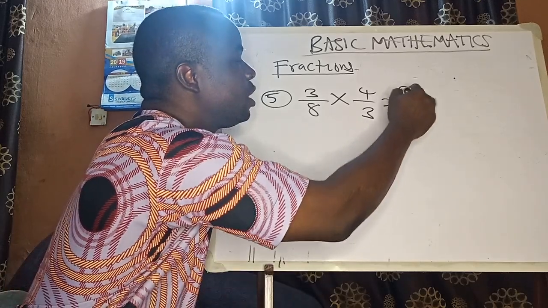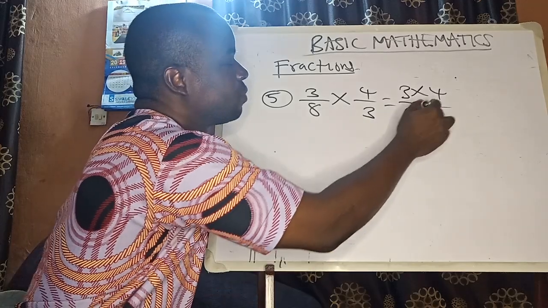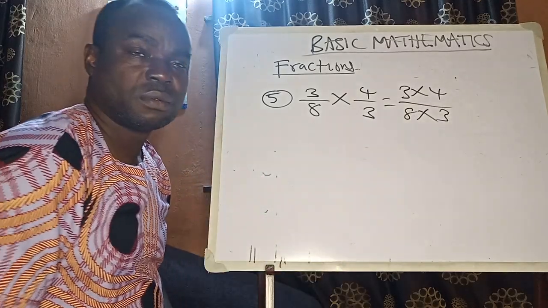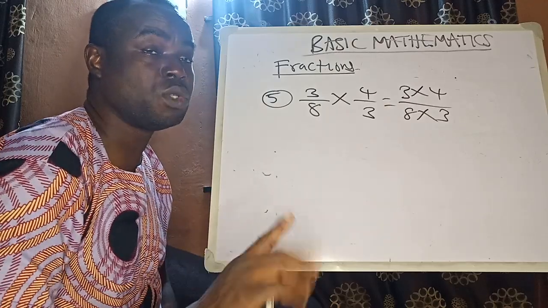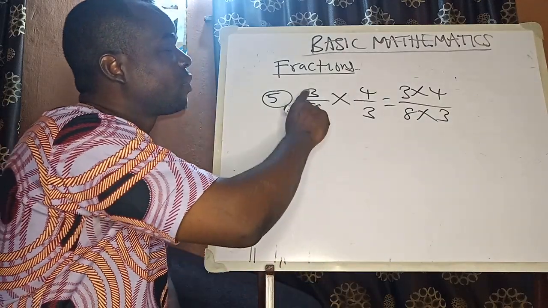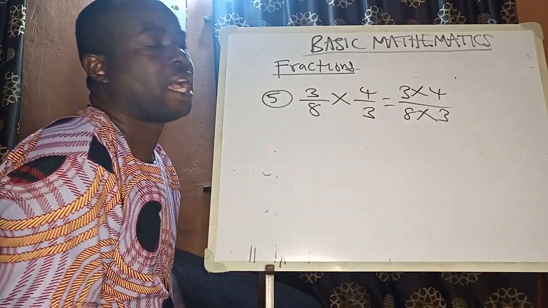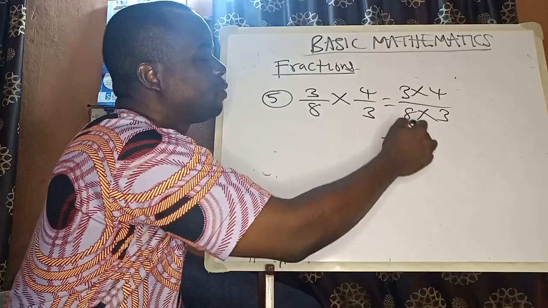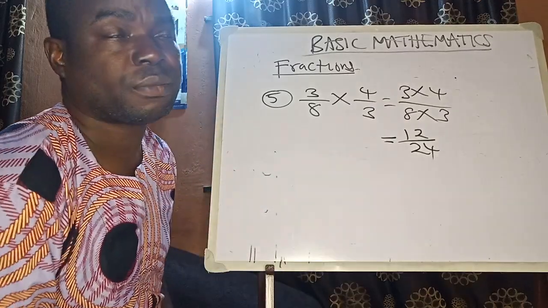So we have 3 times 4 over 8 times 3. Are you with me? You have two options. Remember what I said, don't use LCM, multiply it directly. 3 times 4 is, you bring it down, 8 times 3, bring it down. Now we have 3 times 4 is 12, 8 times 3 is 24.